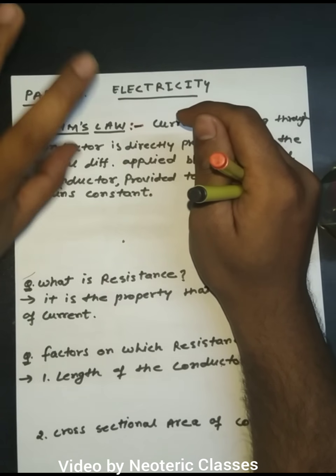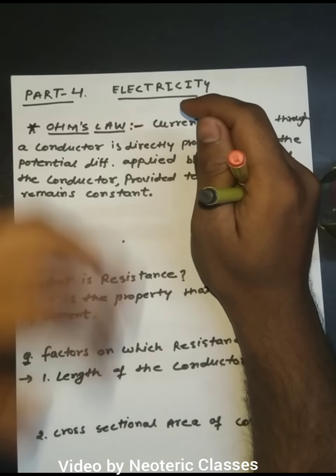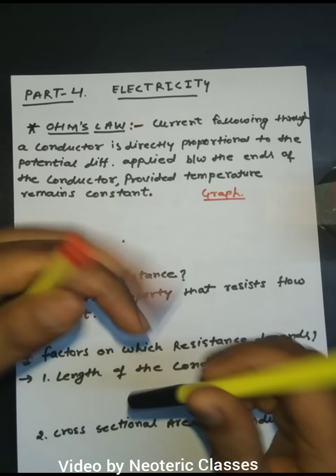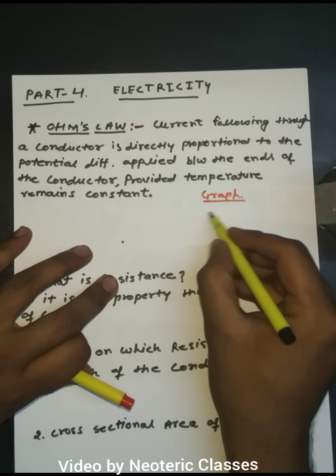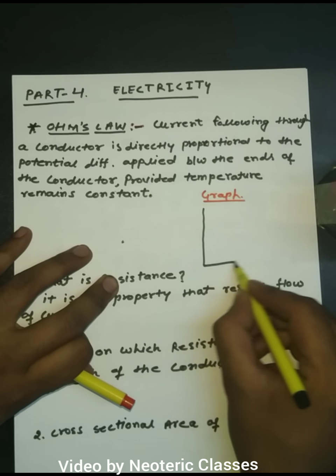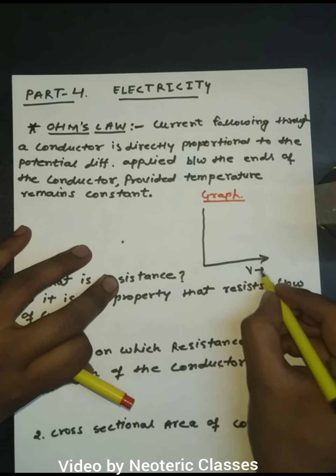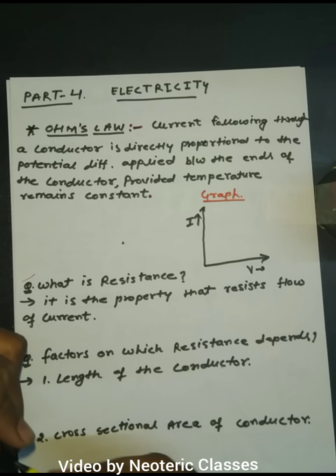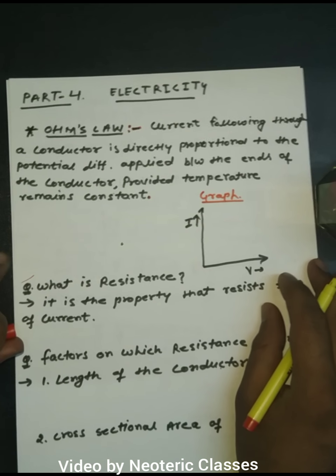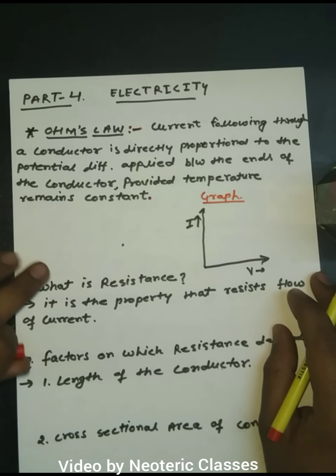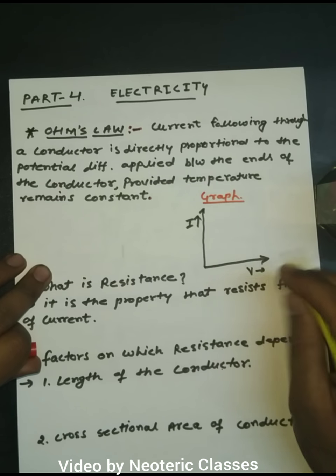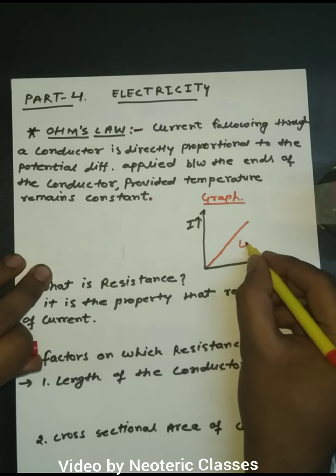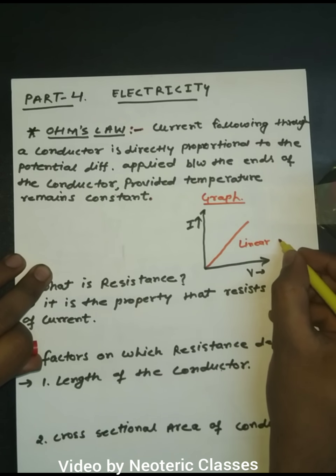After that he drew one graph between the potential difference and current, and that particular graph is like this. He plotted the graph between the potential difference and the current, and for the different values of V he got different values of current. When he finished, the graph comes like this. This is nothing but a linear graph.